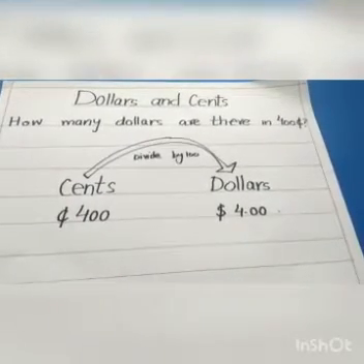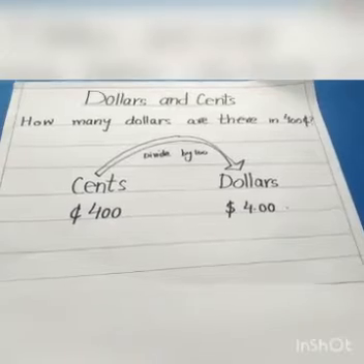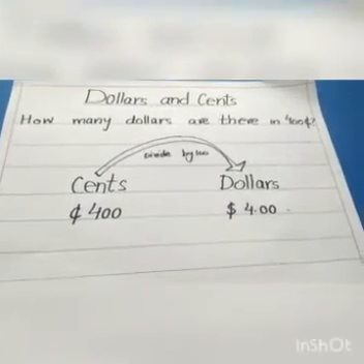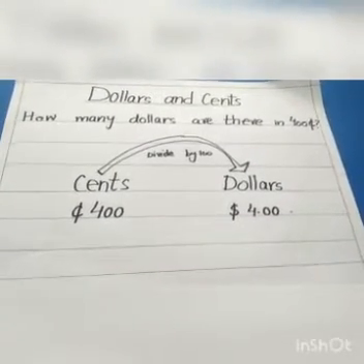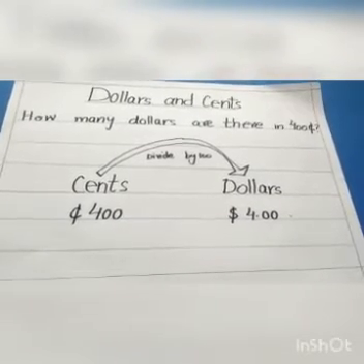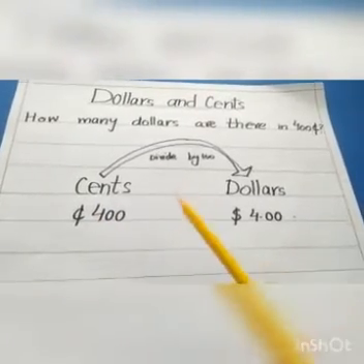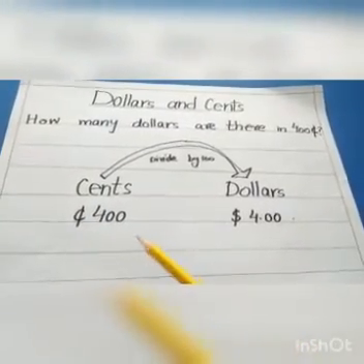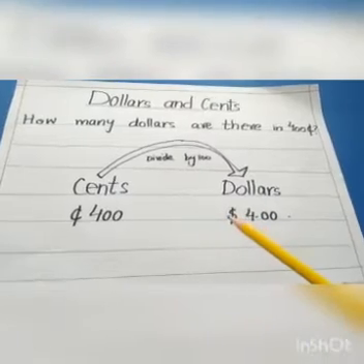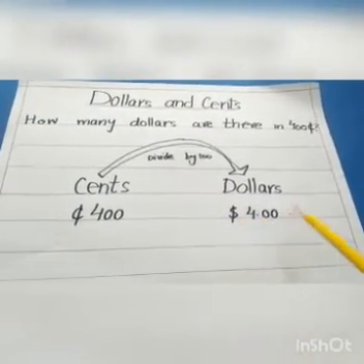Another example: how many dollars are there in 400 cents? That means you are converting cents into dollars. In order to do that, you need to divide 400 cents by 100. Once you divide 400 cents by 100, the answer you get is $4, okay? $4.00.